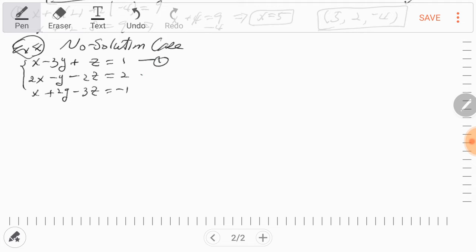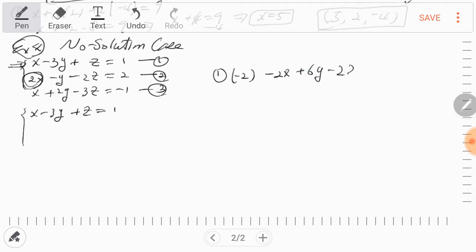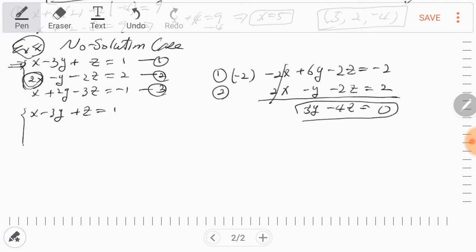The first equation starts with x, that's the best one, so just leave the first equation. Using the first equation, we will eliminate 2x. So the first equation is unchanged. Let's write the second equation. Multiply the first equation by -2 because the coefficient of x in the second is 2. So -2x plus 6y minus 2z equals -2. Then add this to the second equation, which is 2x minus y minus 2z equals 2. Then cancel out the x term: 5y minus 4z equals 0. So this is the second equation, and it has no x term because we just eliminated the x term.